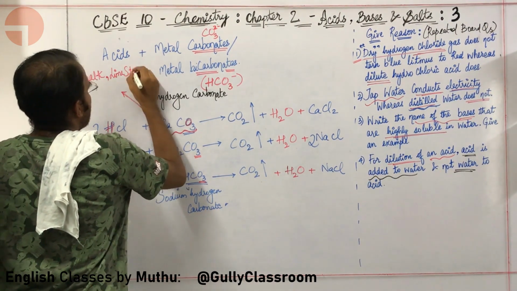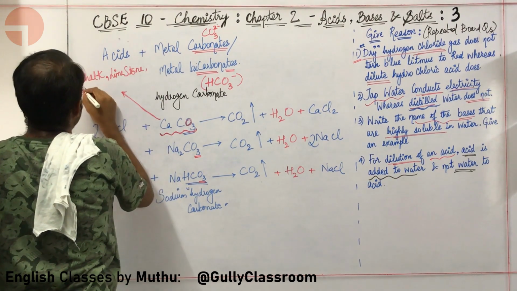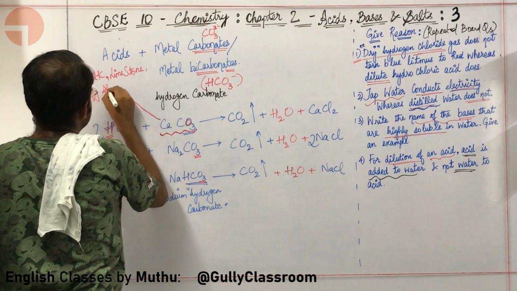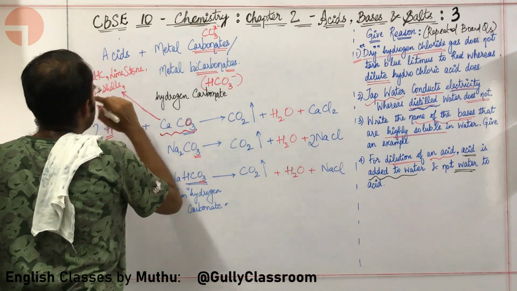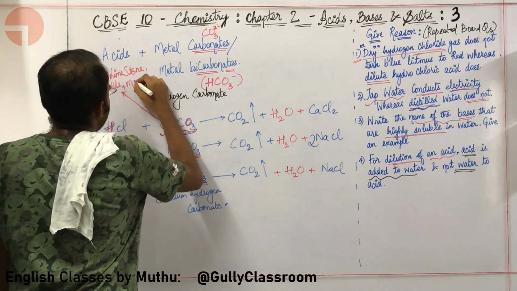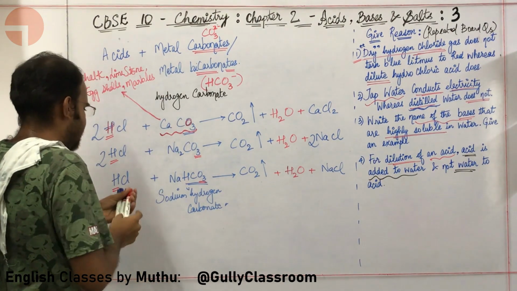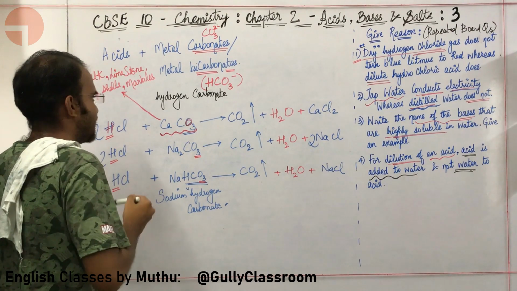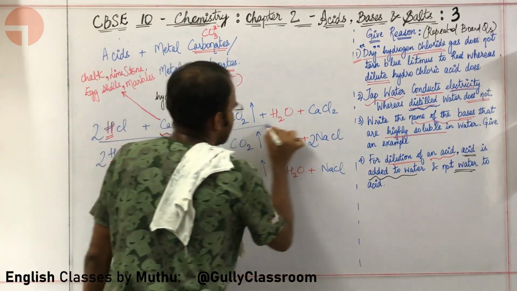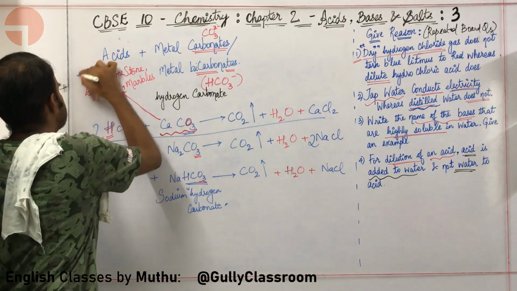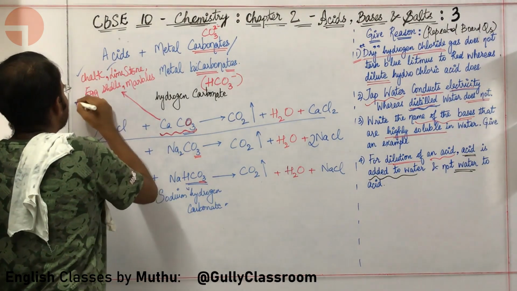What next? It can also be found as crushed eggshells. What is the next thing? You can also find it as marbles. So this particular first reaction is given by chalk, limestone, crushed eggshells.